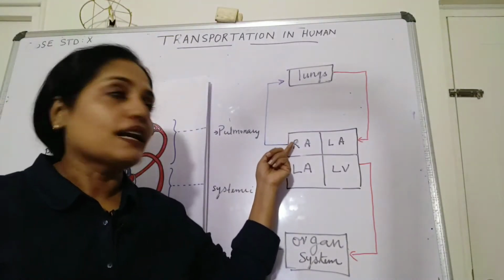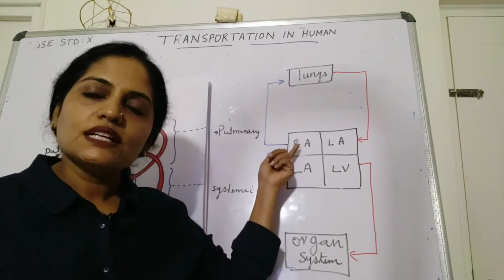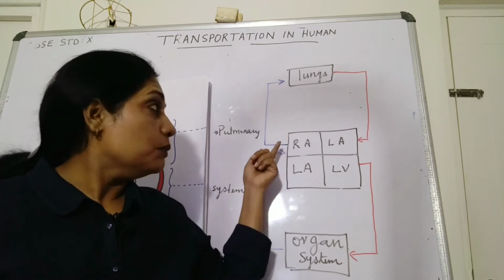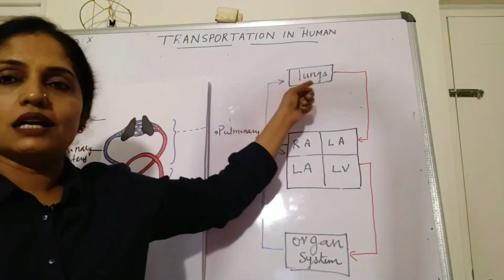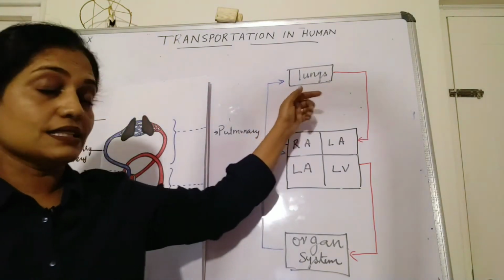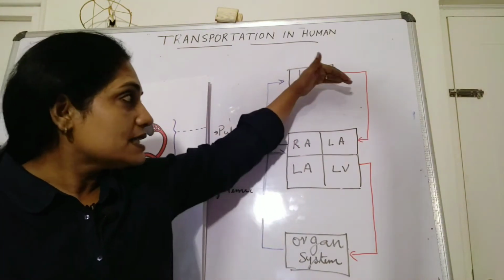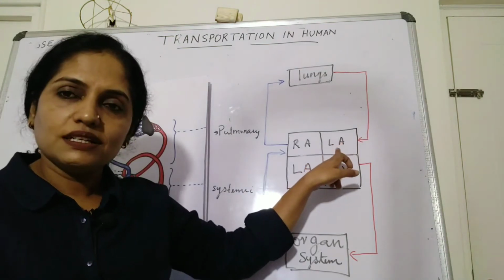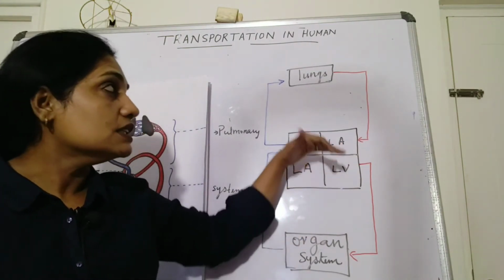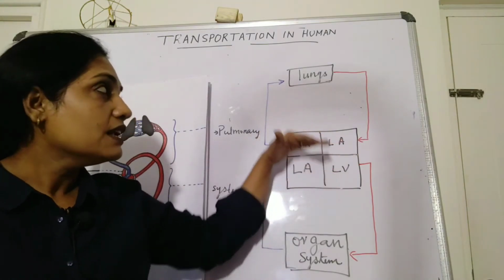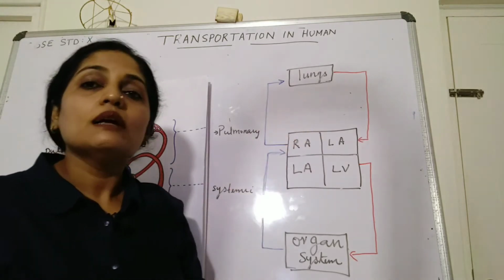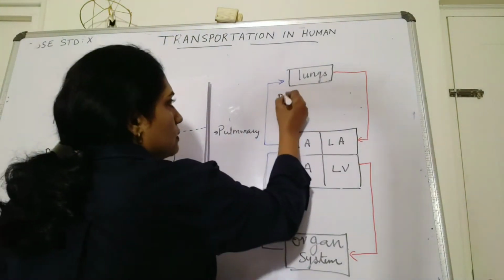Once the right atrium receives deoxygenated blood from different parts of the body, the blood is transported to the lungs for the process of purification. Then from the lungs, the purified blood is transported to the left atrium and again into the left ventricle. So here the circulation is between the lungs and the heart. This circulation is called pulmonary circulation.